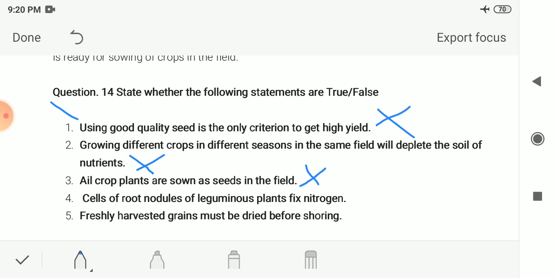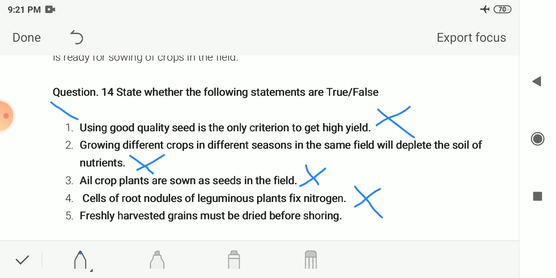Next, fourth number: cells of the root nodules of leguminous plants fix nitrogen. So again it's false. Rhizobium bacteria, which are present in the cells of root nodules of leguminous plants, fix nitrogen. The cells do not fix this nitrogen, but the rhizobium bacteria present in the cells of root nodules of leguminous plants fix the nitrogen in the soil.